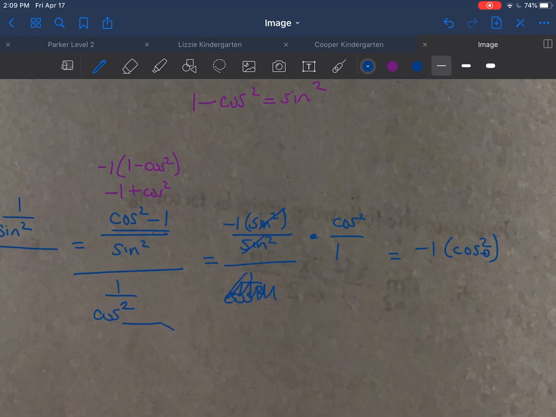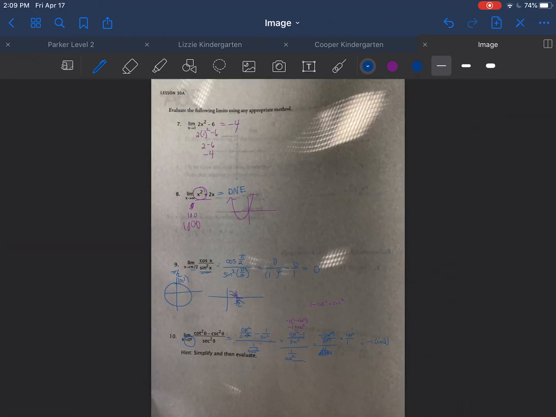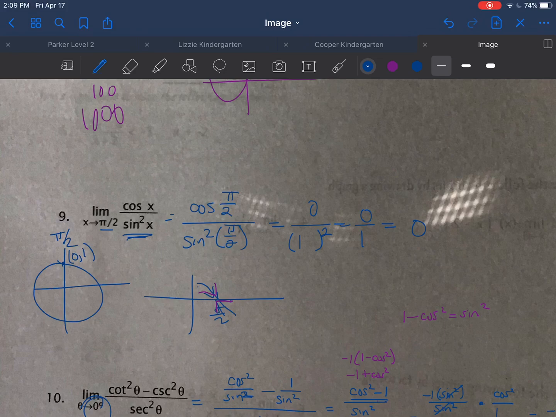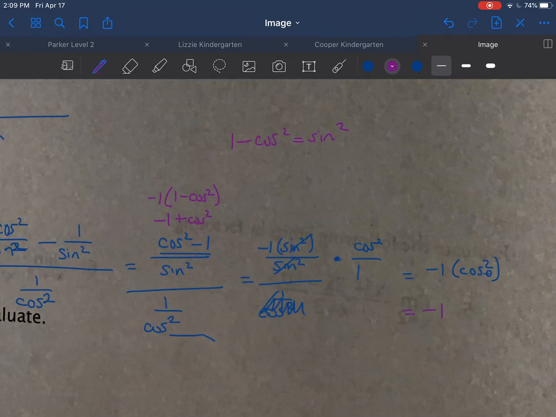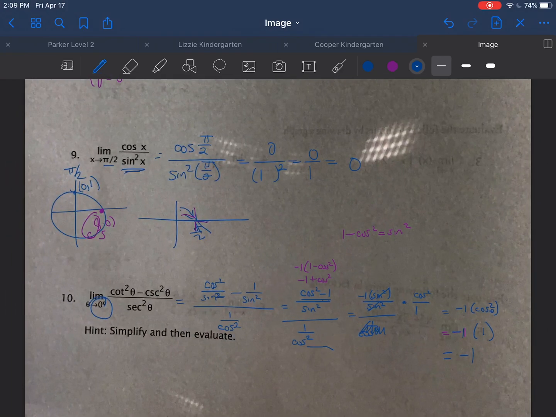Feel free to type it into your calculator, or you can just remember that when you're on your unit circle, so here's my unit circle again. Here's where 0 degrees is. That's the point 1 comma 0. Cosine always comes first, so my cosine is 1. So then we've got negative 1 times 1 equals negative 1. So the limit as x approaches 0 degrees of cotangent squared minus cosecant squared divided by secant squared equals negative 1.